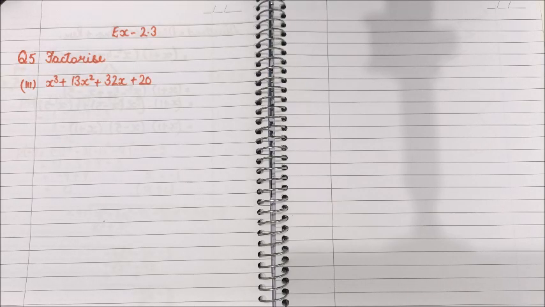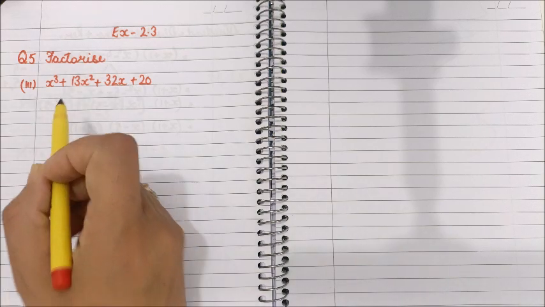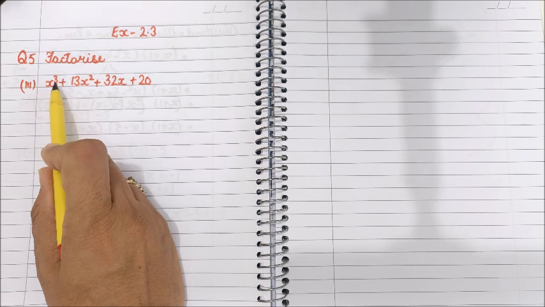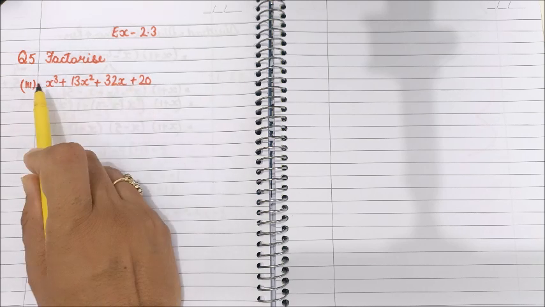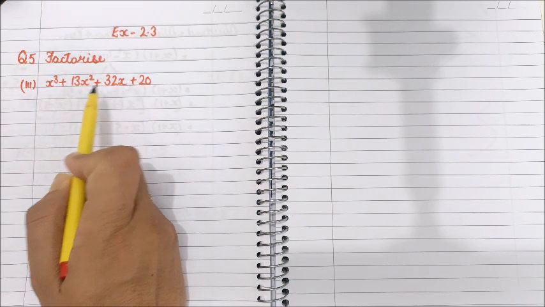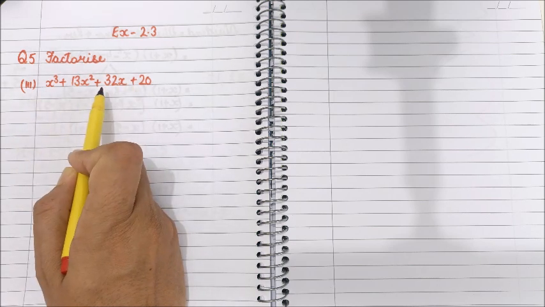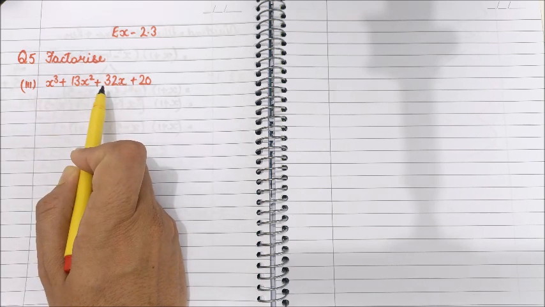Good morning children. Here I am back with you all with the third part of question number 5, factorize, and that too we have the cubic polynomial, as the highest degree of this polynomial is 3. So again this is to be factorized by hit and trial method. We cannot use the splitting method here because that is only applicable for the quadratic equations.